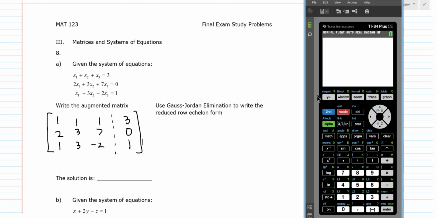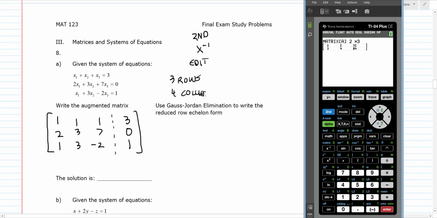Now I'll take you through the keystrokes again. The first thing you do is press second, x^-1, to open the matrix command. Then go to edit, where you put in the matrix. I'm just going to put this in matrix A. The size of this is 3 rows by 4 columns, so you want to size it.